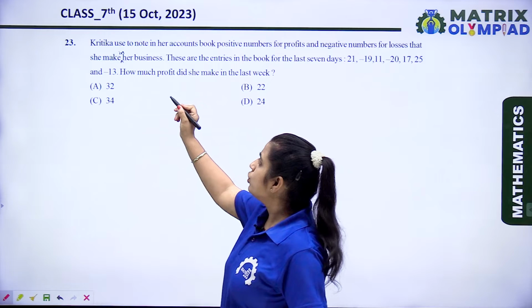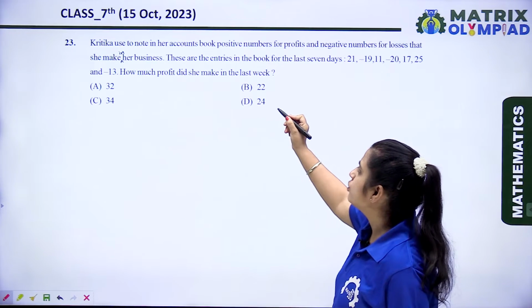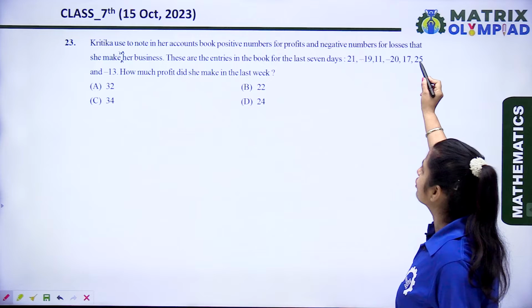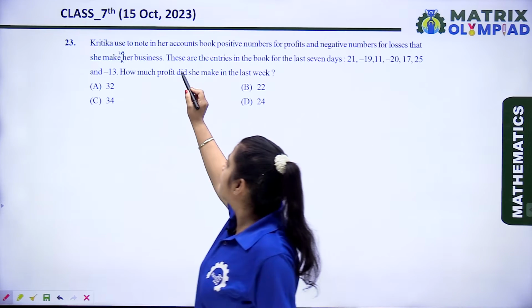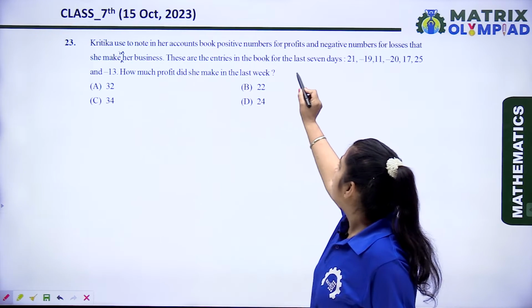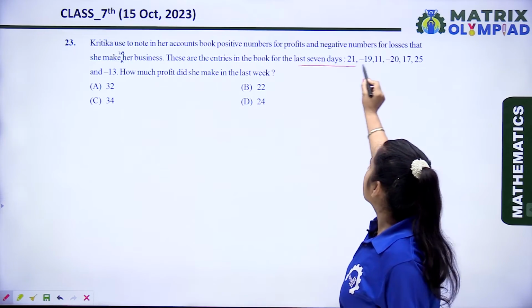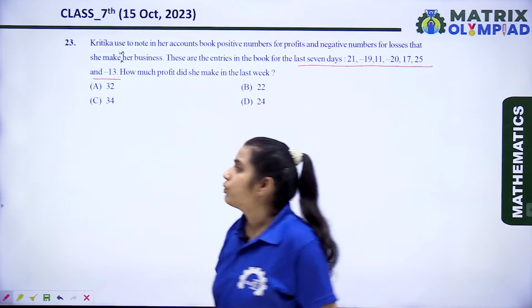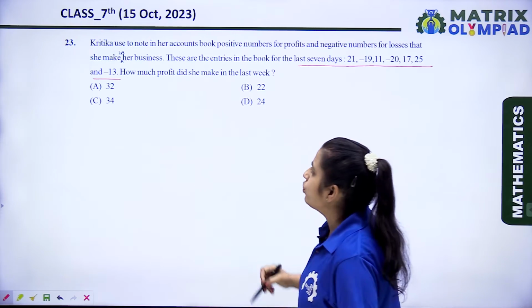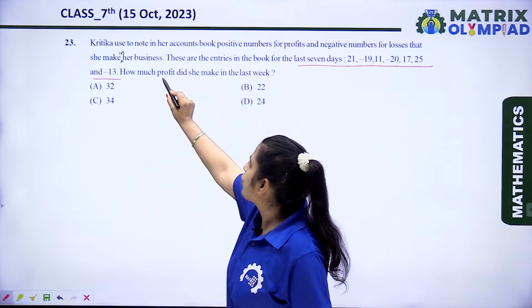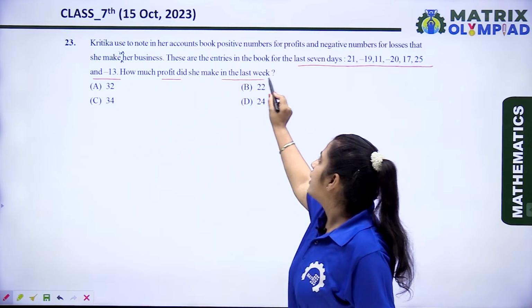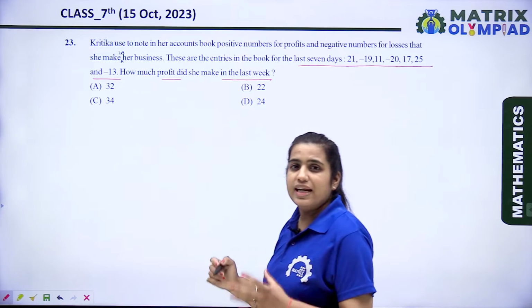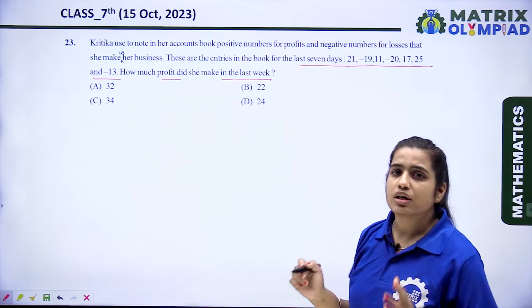Here Kritika used to note in her accounts book positive numbers for profits and negative numbers for losses that she makes in her business. Now these are the last 7 days' entries that Kritika has noted down. So here what we have to do, we have to find out the profit that she makes in the last week. So to find out the profit, let's calculate all the numbers.